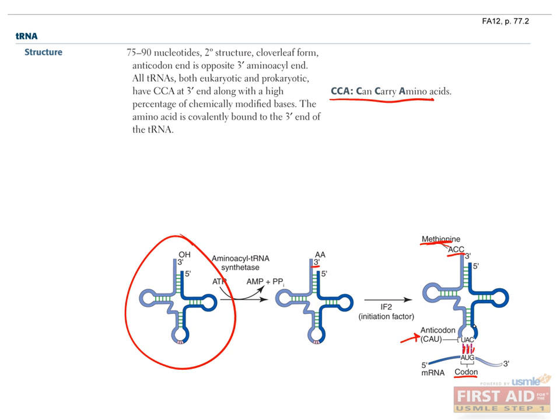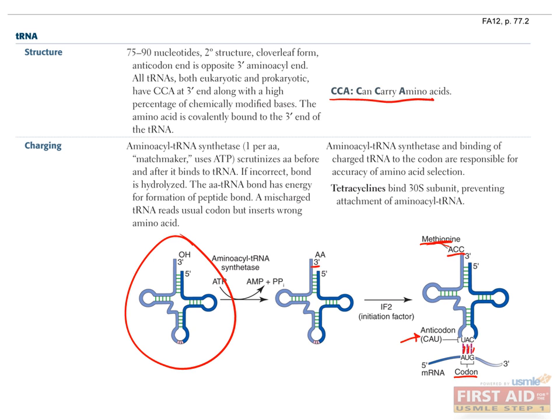Before it can do its part in translation, the tRNA must first be charged by adding its corresponding amino acid to it. This is an ATP-dependent process, and it's catalyzed by an amino acyl tRNA synthetase enzyme. There's a different enzyme for each amino acid. Once the tRNA has been charged, initiation factor 2 is needed to get it to the ribosome so it can find its codon. Since this is a vital process, we can use antibiotics such as tetracyclines that target the 30S subunit of the ribosome and prevent attachment of the amino acyl tRNA to kill bacteria.